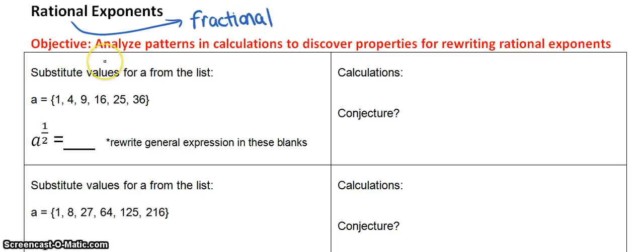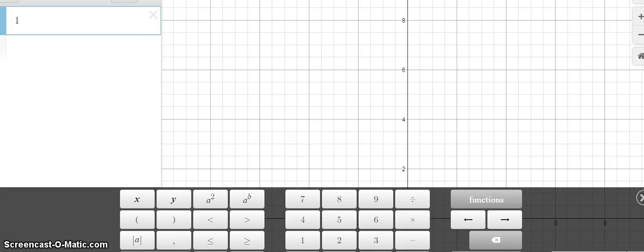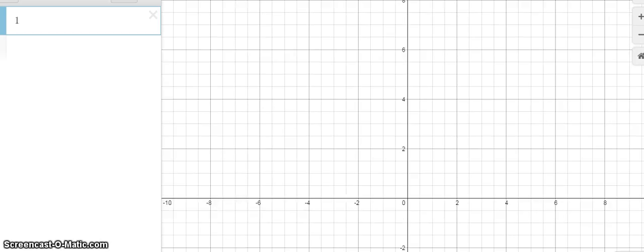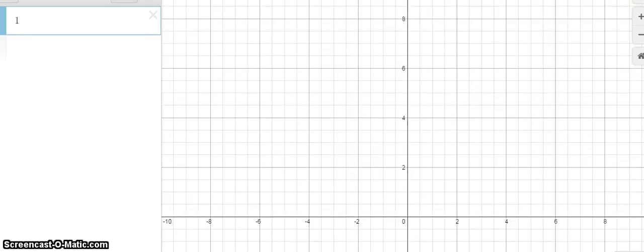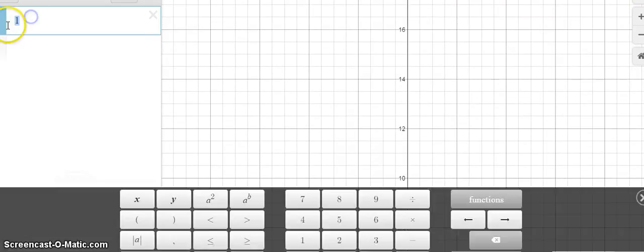Our goal of this video is to analyze patterns to discover the properties for rewriting rational exponents. This video is going to be a little bit different because I am going to ask you to analyze patterns here. In order to do that, I need everyone to take out their graphing calculators. I'm going to use a graphing calculator that's online. It's called Desmos, D-E-S-M-O-S. You can Google it and use it on your Chromebook if you don't have a graphing calculator or any other kind of calculator readily available. It looks like this if you bring it up correctly.